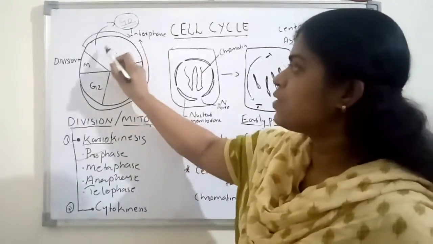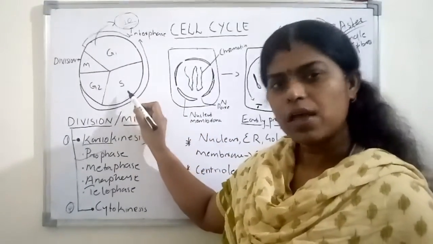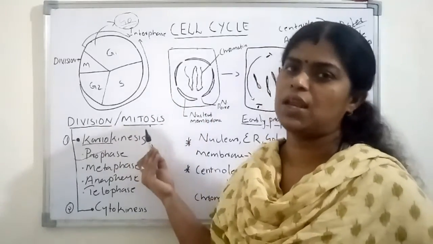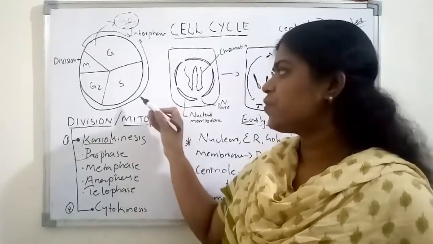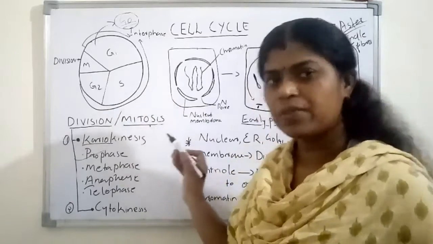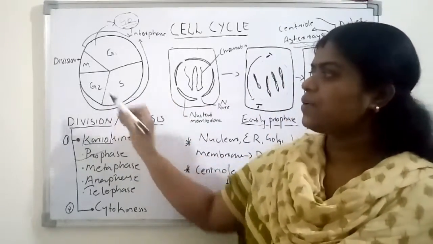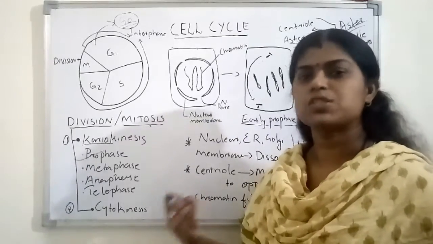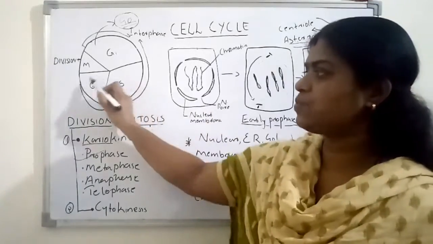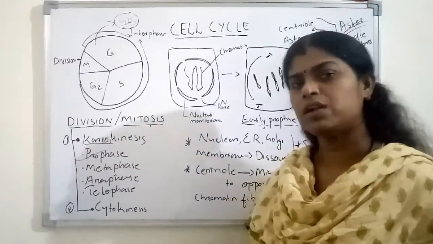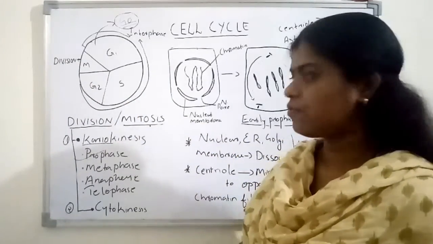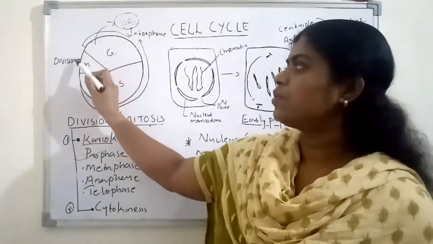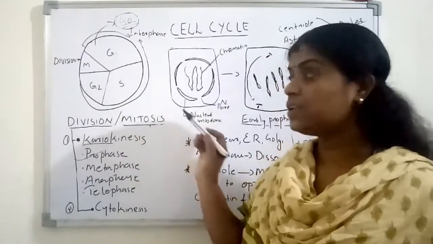So after G1 the cell enters the S phase. In S phase, what are the changes? The replication of the DNA is the major one, and the centrioles also replicate in S phase. Afterwards it enters the G2 phase, and in G2 the production of protein, RNA and ATP takes place. Afterwards it enters the division phase, otherwise the mitotic phase. Today we are going to discuss the various steps of the division phase.